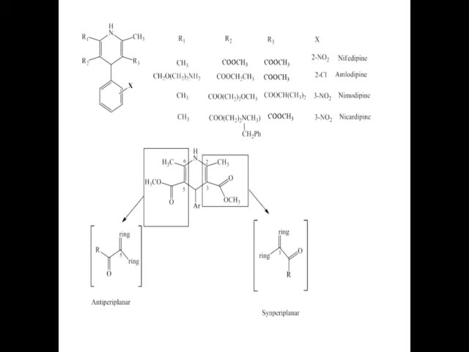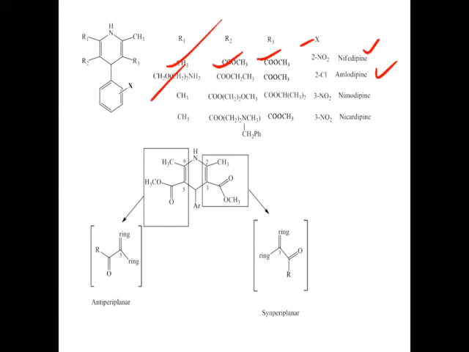Okay, so these are some examples which are given in your syllabus, which act as calcium channel blockers under the 1,4 dihydropyridine derivatives. So nifedipine has R1 CH3, R2 and R3 COOCH3. At X, a nitro group is present. In the case of amlodipine, a CH2OCH2CH2NH2 group is present.